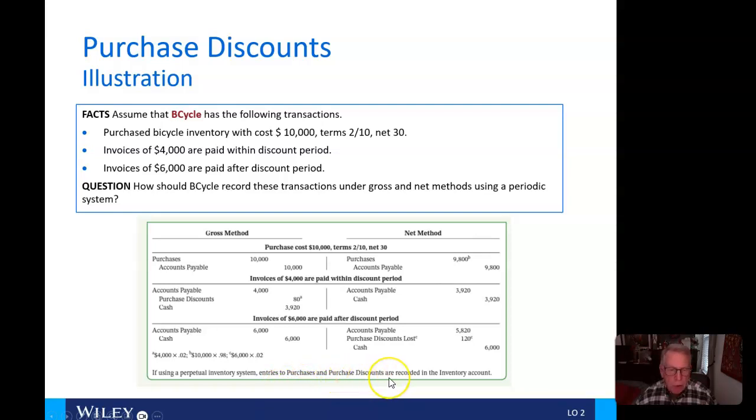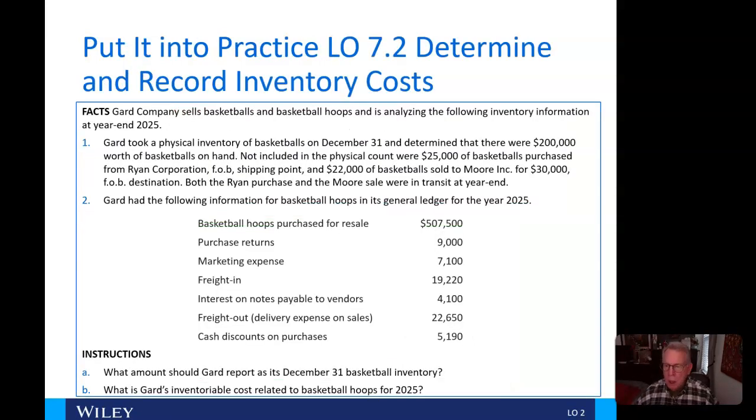entries to purchases and purchase discounts are reported in the inventory account. Okay, so here's the Guard company. It sells basketballs and basketball hoops and is analyzing the following information. Guard took a physical inventory of the basketballs on December 31st and determined there were $200,000 worth of basketballs on hand. Not included in the physical count were $25,000 of basketballs purchased from Ryan Company FOB shipping point, so we're responsible for the inbound transportation, and $22,000 of basketballs sold to Moore for $30,000.